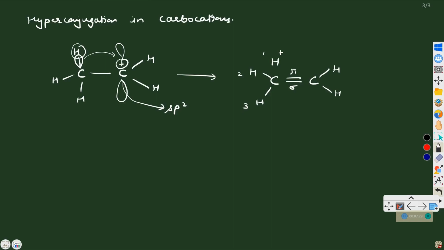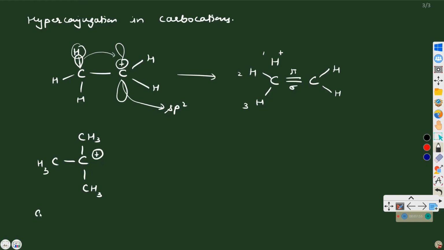So now we can understand that if there are more alkyl groups present on the positively charged carbon or on the doubly bonded carbon, the more stable will be the structure. That's why the 3-degree carbocation, if I take the tertiary butyl group, it is a 3-degree carbocation.